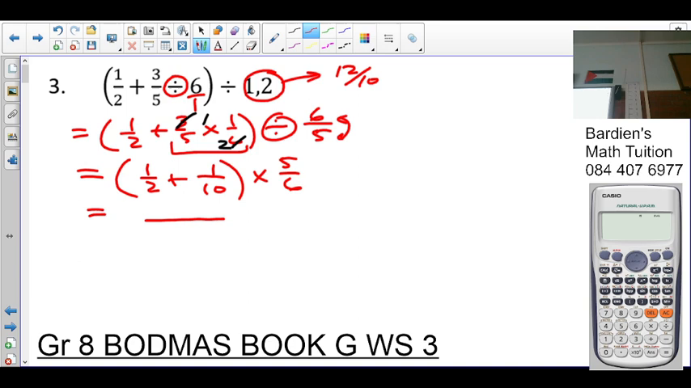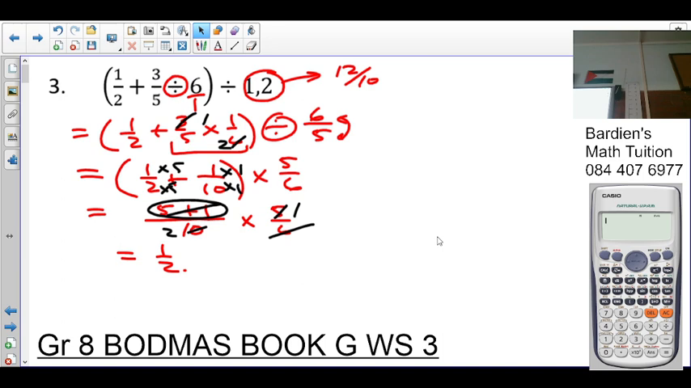What's my LCM inside the bracket? 10. So multiply this by 5, and you multiply this by 1. So I get 5 plus 1, times 5 over 6. So you all agree that's going to give you 6. We'll cancel that 6. 5 into 5 once, 5 into 10 twice. So the answer is, you all agree with that?